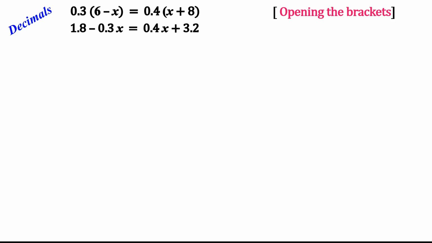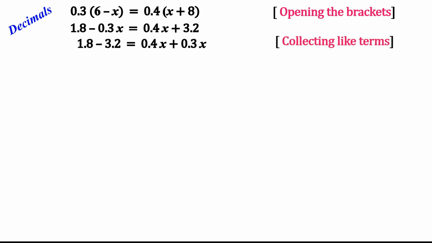Now the next step will be collecting all the like terms together. So I have brought all the constants on the left hand side. 1.8 was already here. In the right hand side I have plus 3.2. So plus 3.2, when it comes to the other side, becomes minus 3.2. The same thing happens with the variable part also. 0.4x is already in the left hand side. So when minus 0.3x is brought to the other side, it will become plus 0.3x.